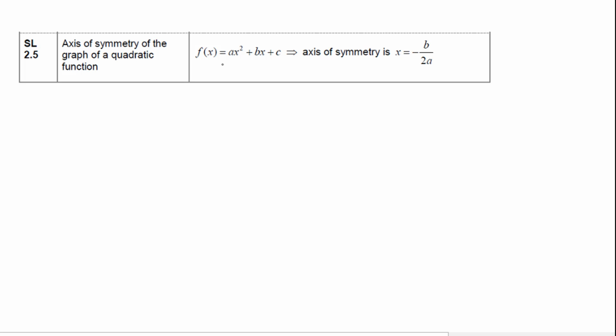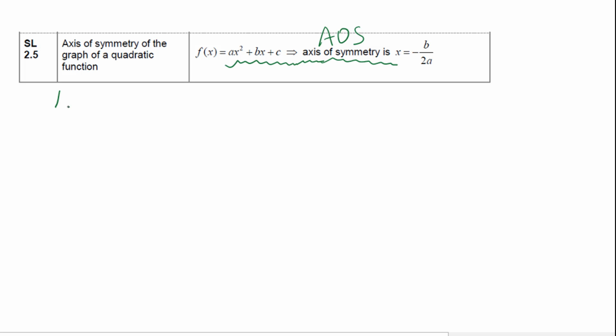For f of x equals ax squared plus bx plus c, the axis of symmetry, normally we use AOS, to show axis of symmetry is x equals negative b over 2a. Besides this information, we need to know the following.